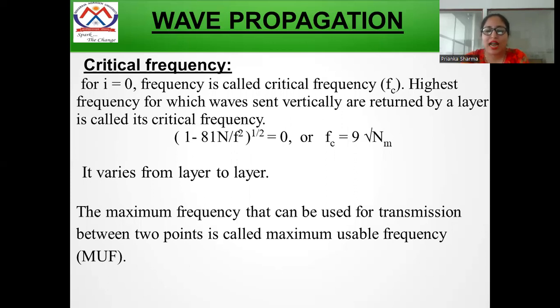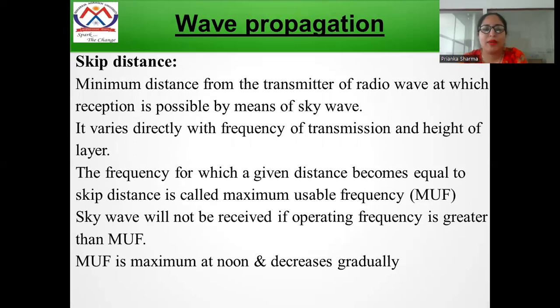The maximum frequency that can be used for transmission between the 2 points is called maximum usable frequency, MUF. Skip distance: the minimum distance from the transmitter of radio wave at which reception is possible by means of sky wave is known as skip distance. It varies directly with the frequency of transmission and the width of the layer. The frequency for which a given distance becomes equal to skip distance is called maximum usable frequency. Sky wave will not be received if the operating frequency is greater than maximum usable frequency. Maximum usable frequency is maximum at daytime at noon and decreases gradually.